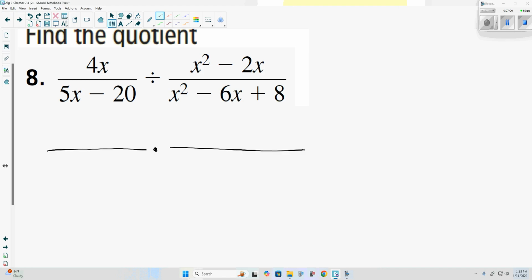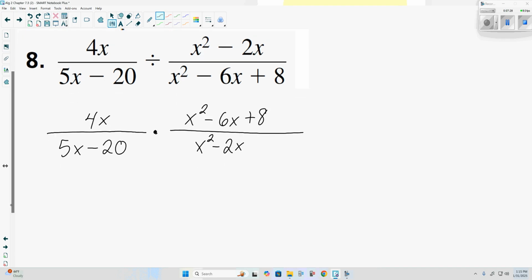Let's see the next one. Keep, change, flip. So the 4x over 5x minus 20 stays the same. The second one, we're going to flip it. So we'll have x squared minus 6x plus 8 over x squared minus 2x.